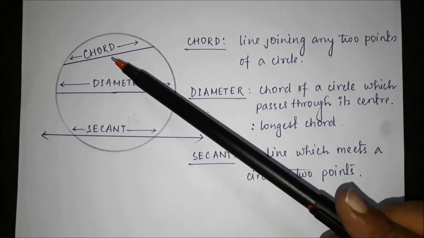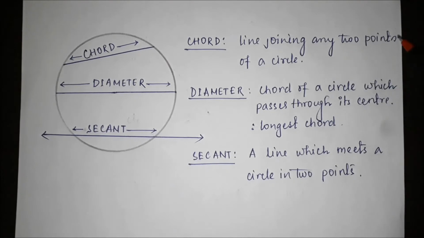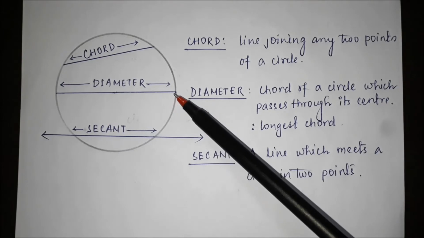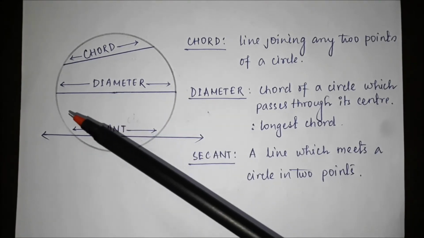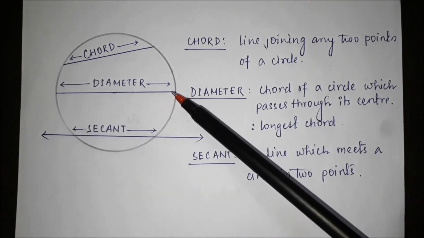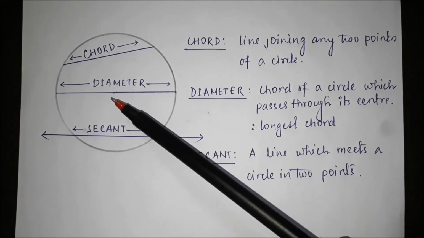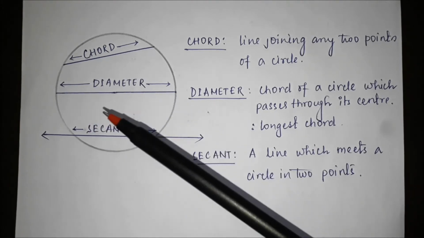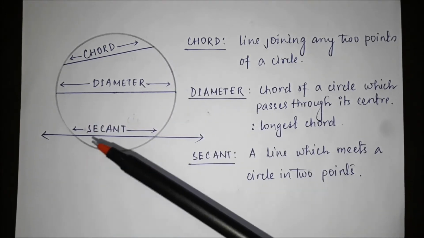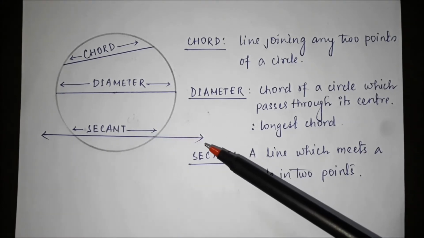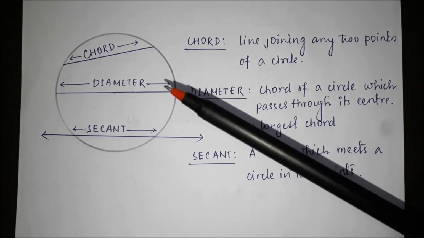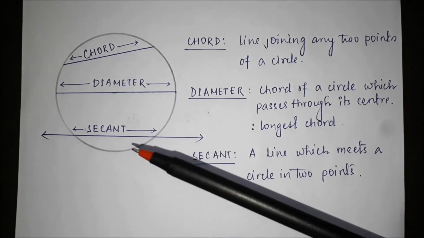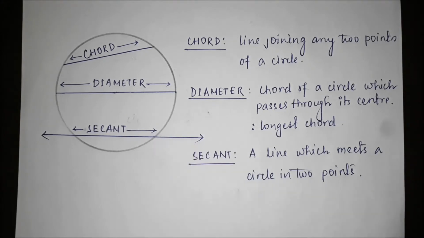Now the next one is chord. A chord is a line joining any two points of a circle. Diameter is the longest chord, or you can say a line joining any two points of a circle passing through the center is called the diameter, and you know that diameter is equal to 2 into radius. Second is a line which meets a circle in 2 points. Now if you see the difference, chord and diameter are lines meeting the circle in 2 points, but this second one is a line intersecting the circle at 2 points.